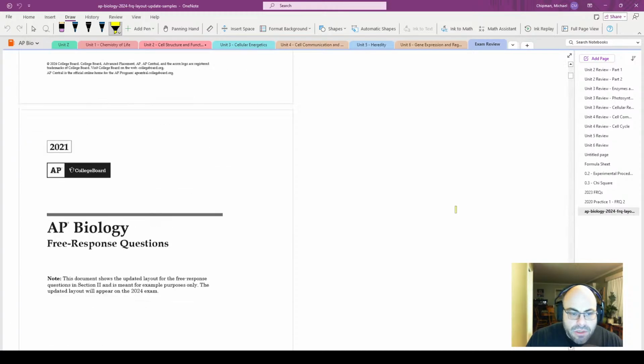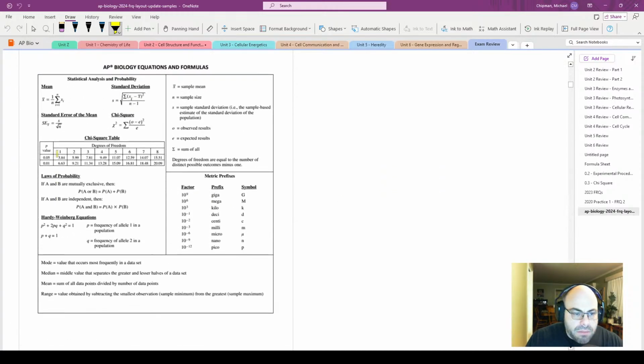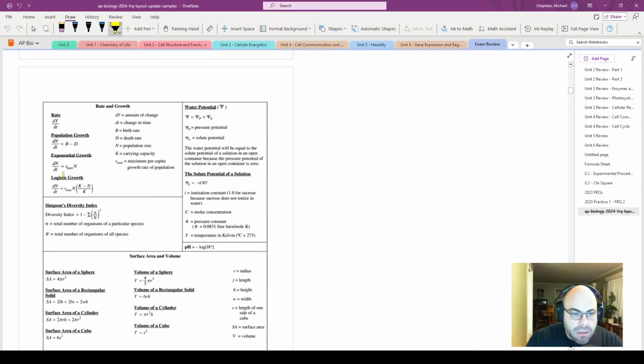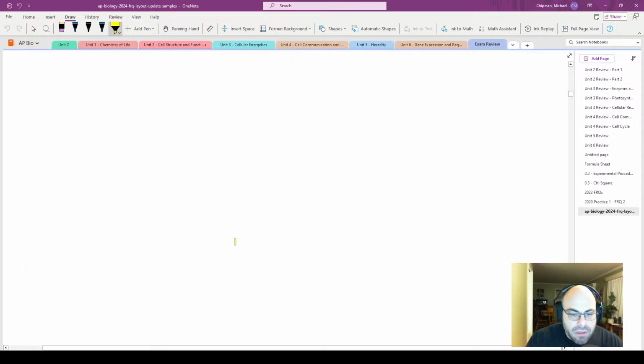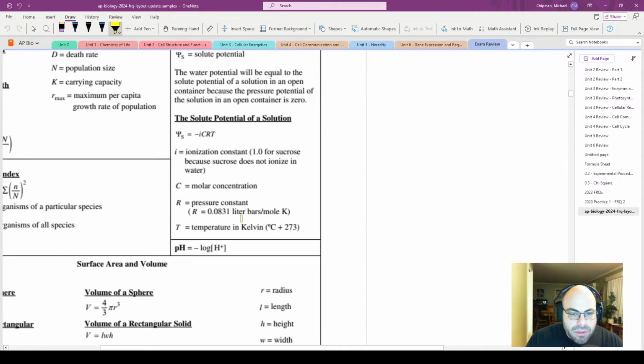Let's double check to make sure that's correct. Here's the formula sheet. And here's our water potential business over here. Yep, and there's our conversion. So this is what you're going to be given on the actual exam.